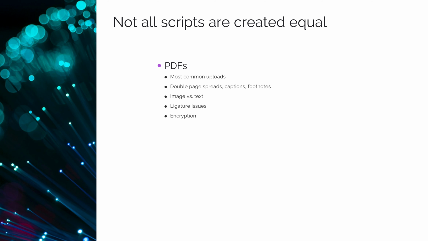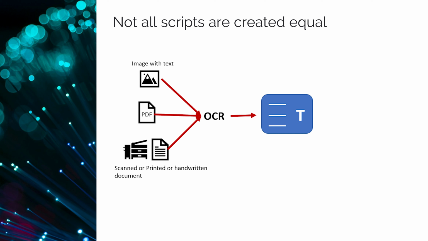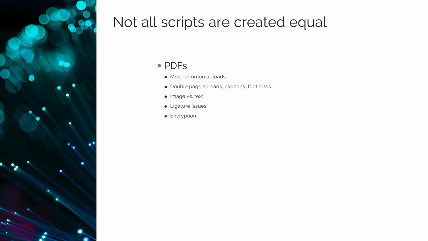You can potentially upload PDFs that are still just images. Pozotron can't read those. It has to be recognized as text. You can run it through an OCR process, which is optical character recognition, on your own, or we can tell you how to do that.